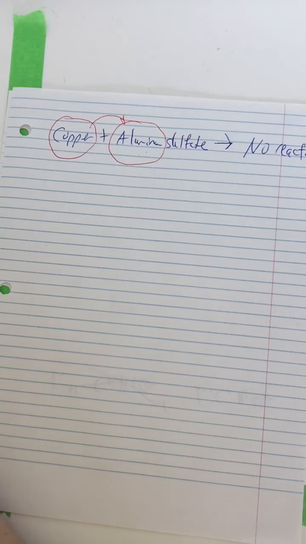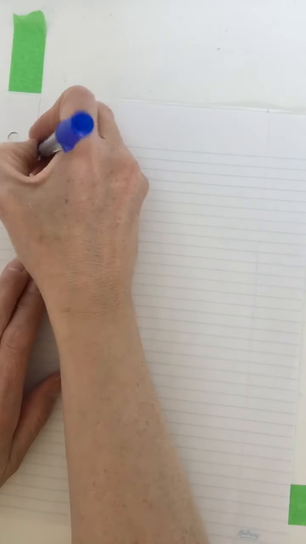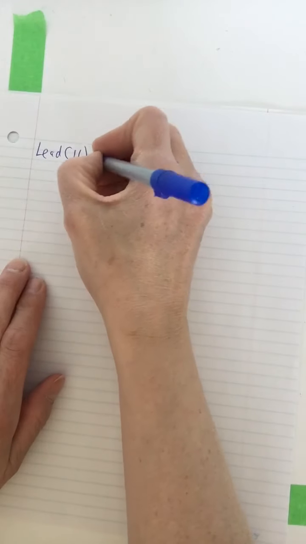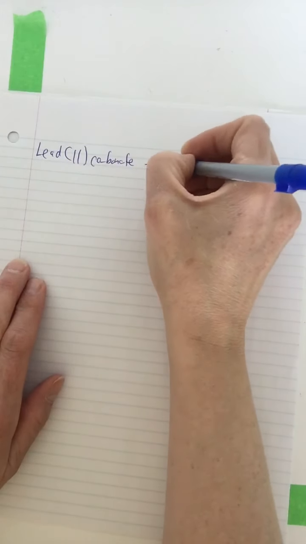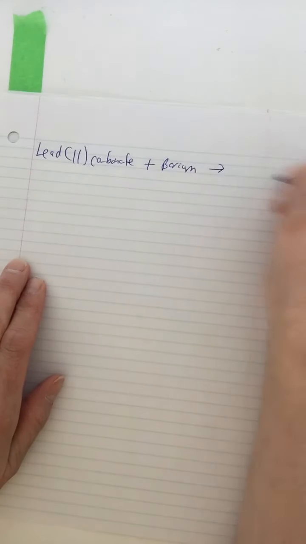Let's see here. Let's take a look at this one. Again, it's easier, I think, if I get a full sheet of paper so I can do this. And my paper's a little off today. There we go. So let's do this. Lead 2 carbonate plus barium yields what? What do we get?